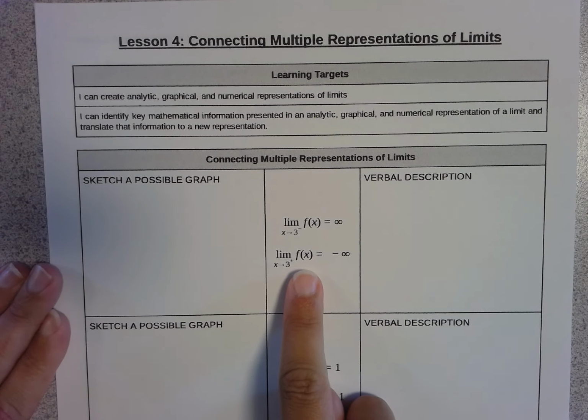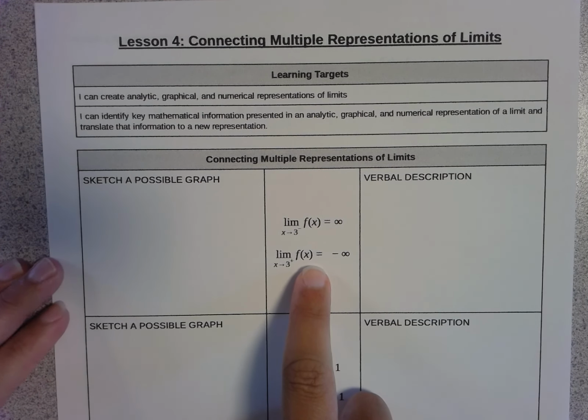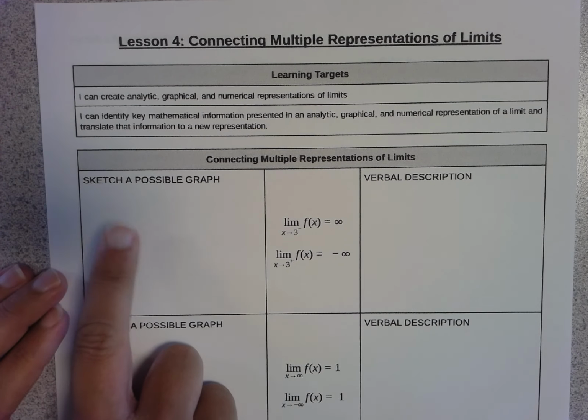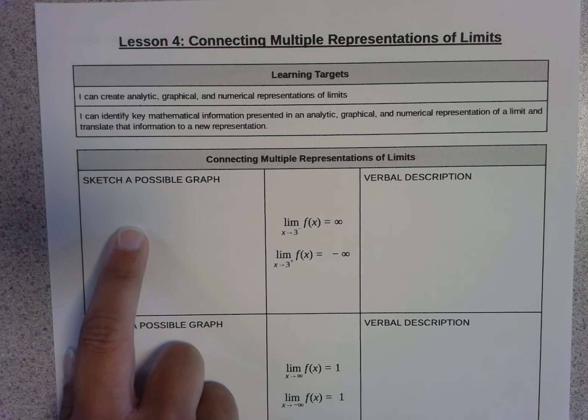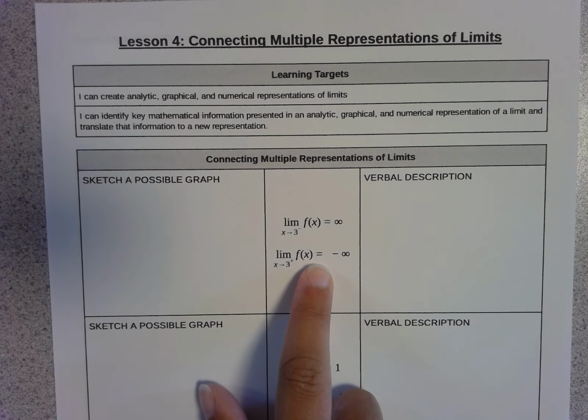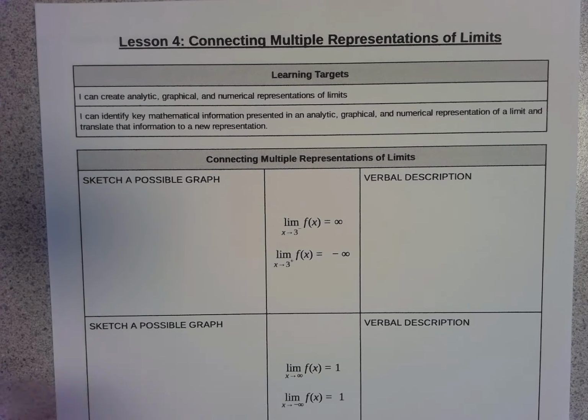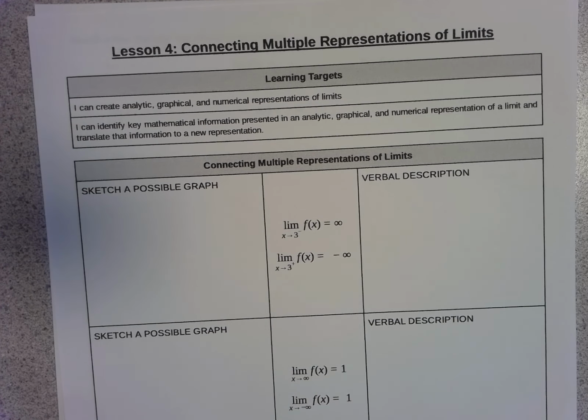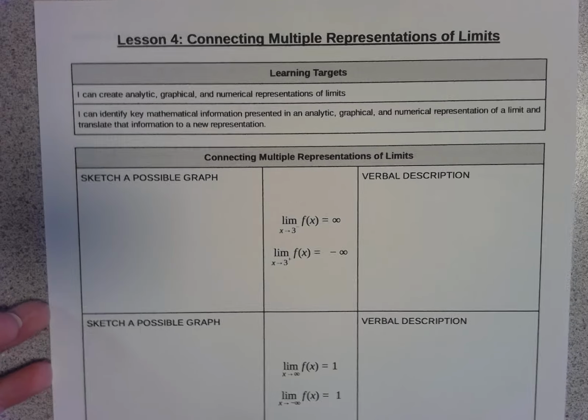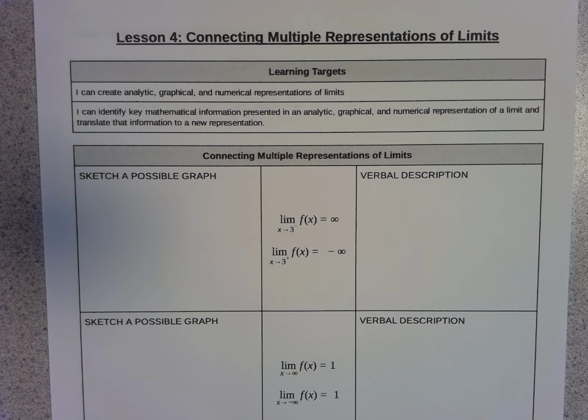In today's notes, you're going to notice you've been given some information about a graph using limits. The first thing we're going to be doing is sketching a possible graph of this function based on the information that we have. Then we're going to be writing a verbal description, so using words to describe what these limits are telling us about this graph. So here are some strategies you can use to take limits and translate them to a graphical representation. The first thing you're going to want to do is determine which x values and which y values are going to be important to include on your graph.